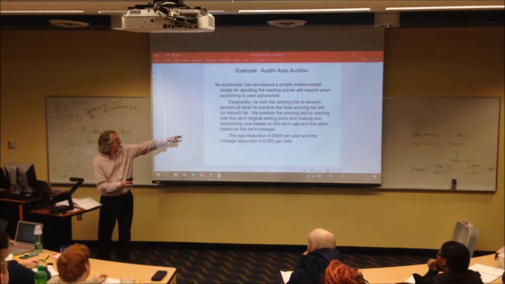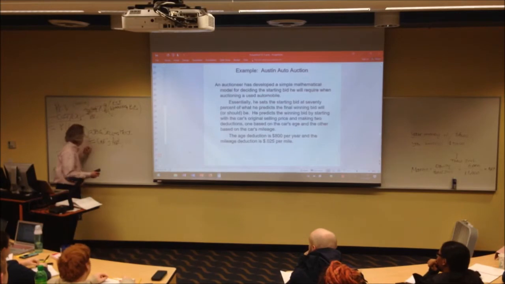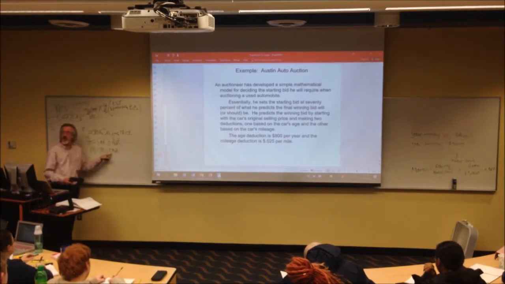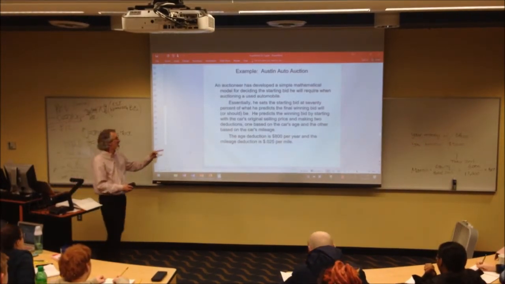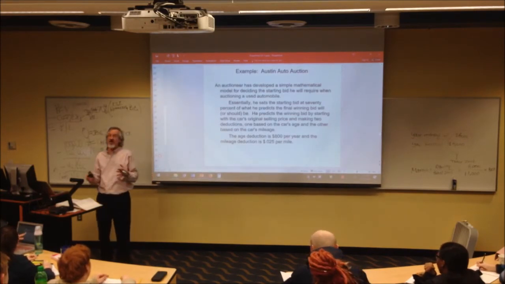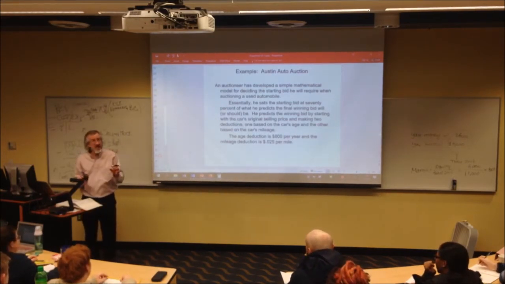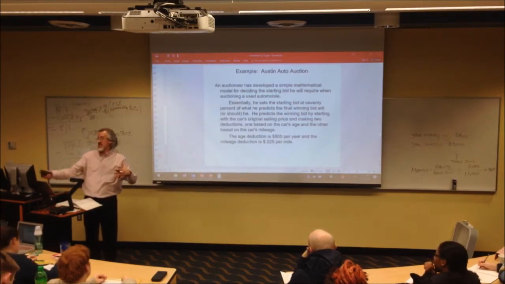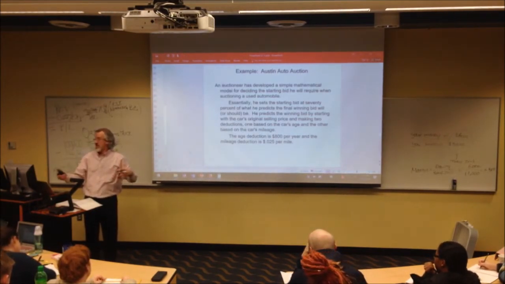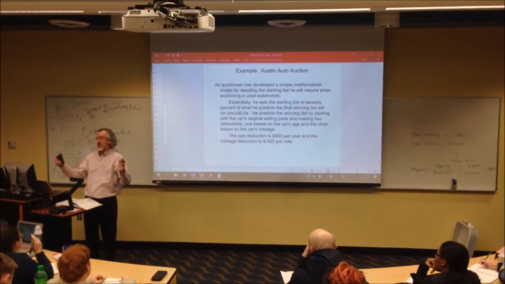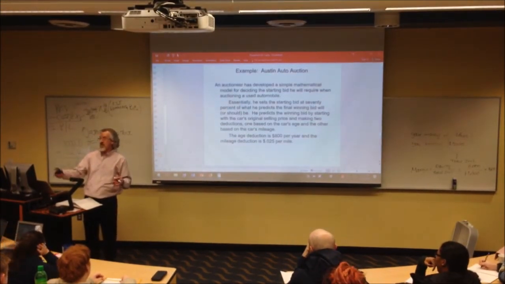One based on the car's age and the other based on the car's mileage. I'm going M for mileage. Is there an E there on mileage? Anybody? Yeah. Thank you. The age deduction is $800 per year. Now I just read that no matter what car comes up, it's $800 times the age for every year of the age. So that $800 is part of the equation without it being a variable, but it's being multiplied by a variable.